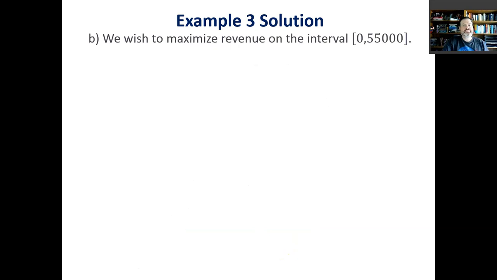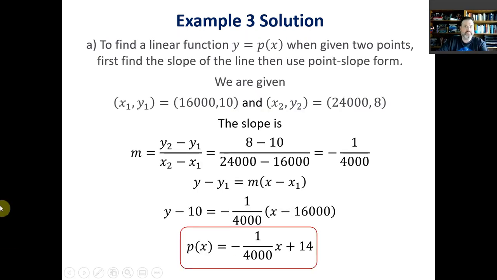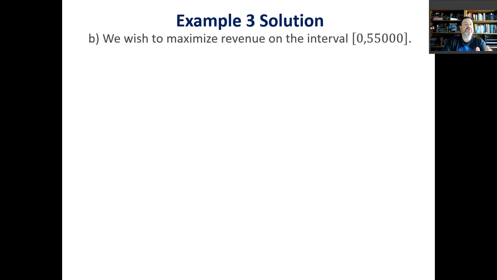Now what do we do? Well, we want to maximize revenue on the interval 0 to 55,000. So let's make sure we understand why. X is the attendance. The minimum attendance possible is 0. The maximum attendance possible is 55,000. So we're on a closed interval. When you're on a closed interval, you don't have to use first or second derivative test unless you have lots of critical points. We're looking for absolute max, absolute min, right? Those have to occur at critical points or endpoints.